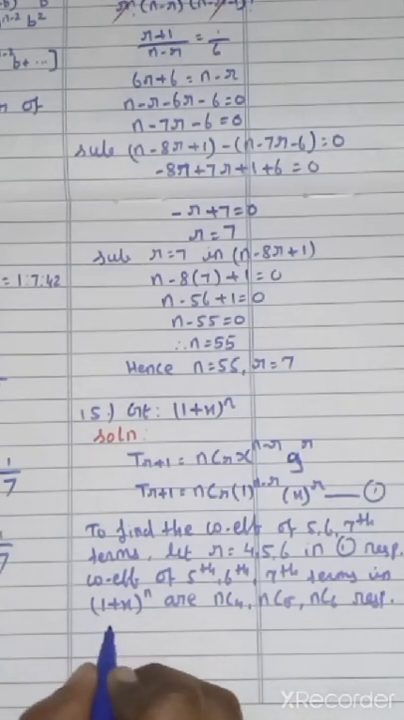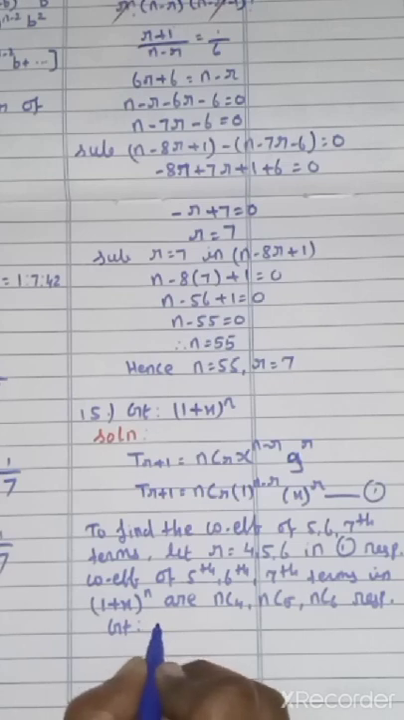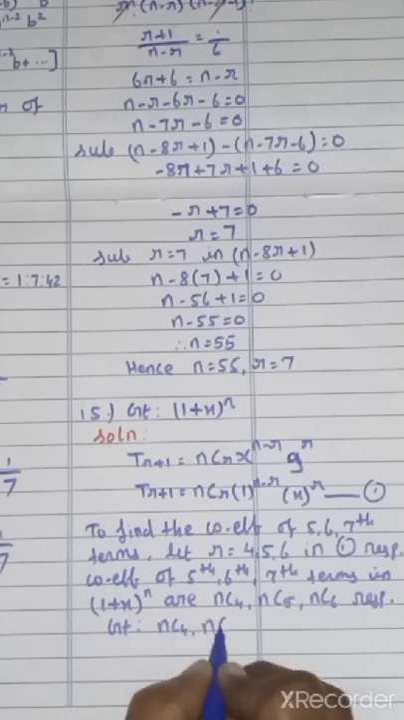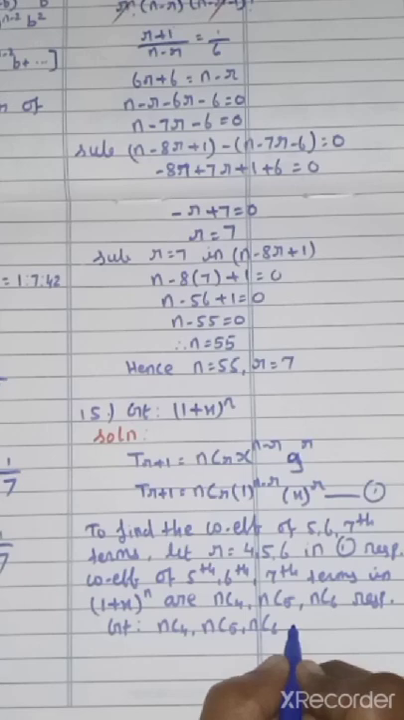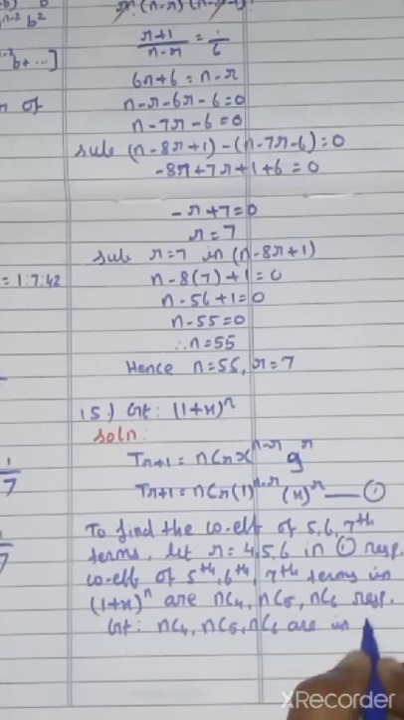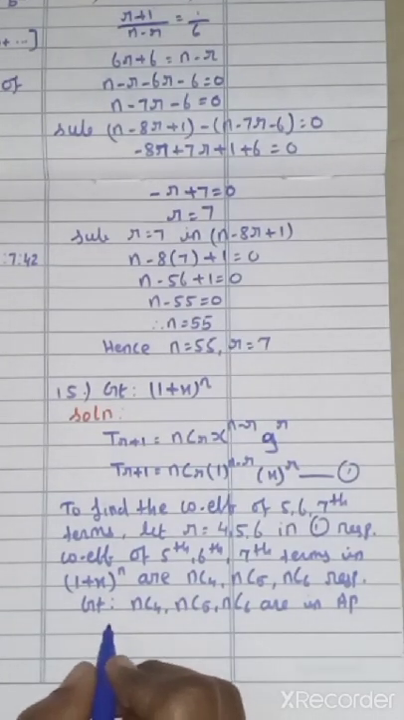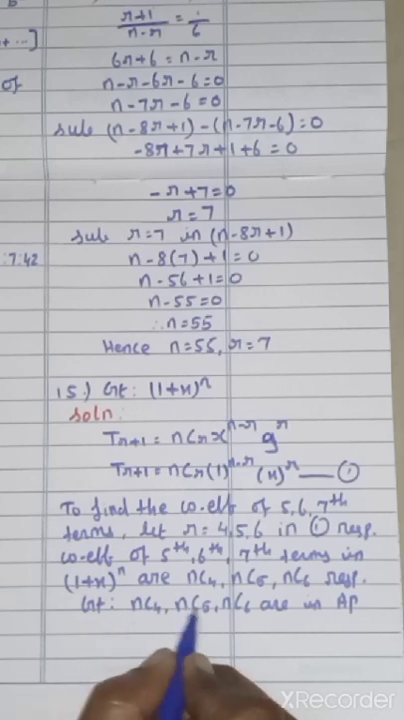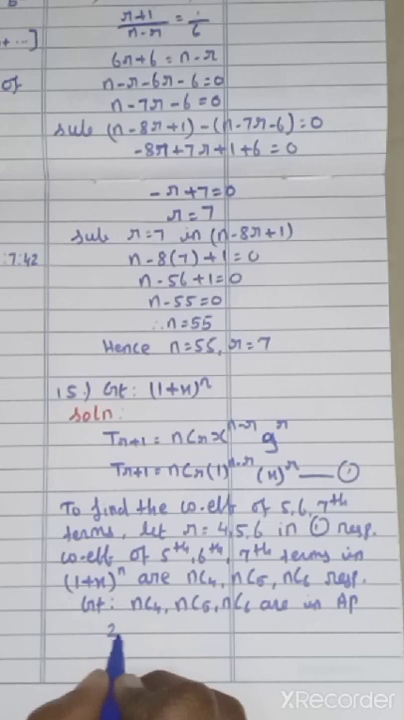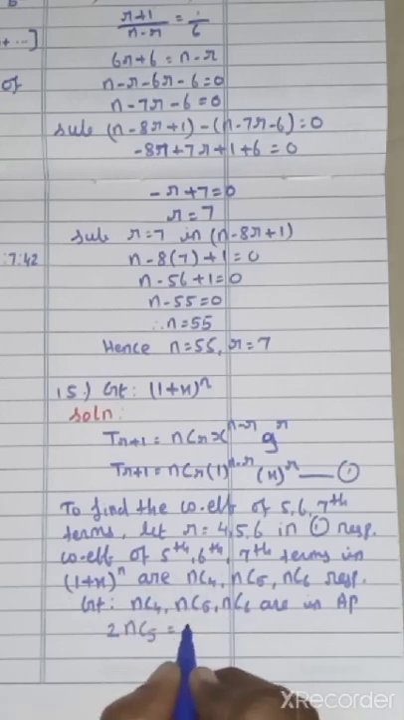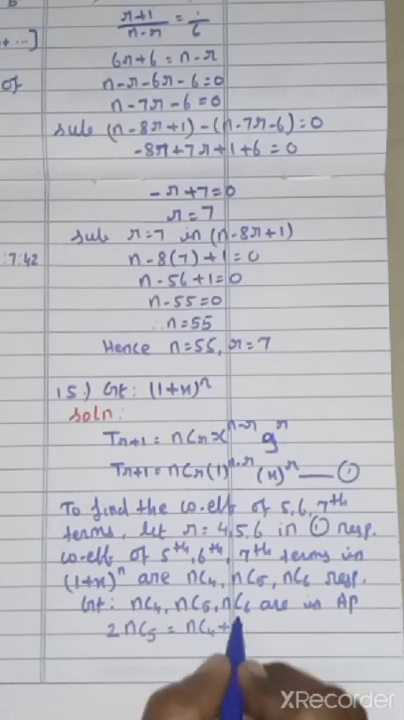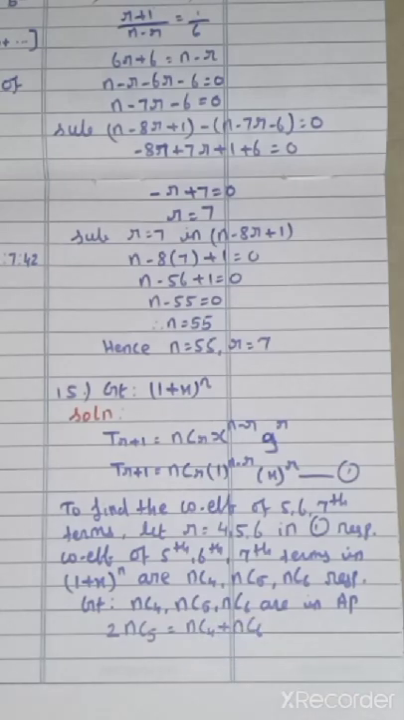Okay, and what is given here? Given that nC4, nC5, nC6 are in AP, arithmetic progression. Since these are in AP, what is the AP formula? 2b equal to a plus c. So how can we write this? 2 times the value nC5 equal to a plus c. Is that okay?